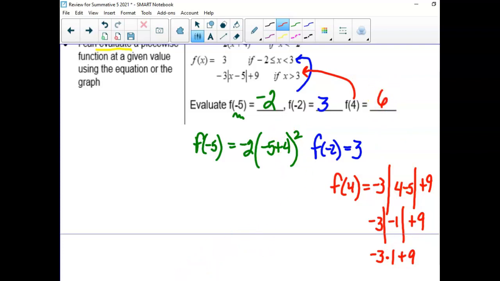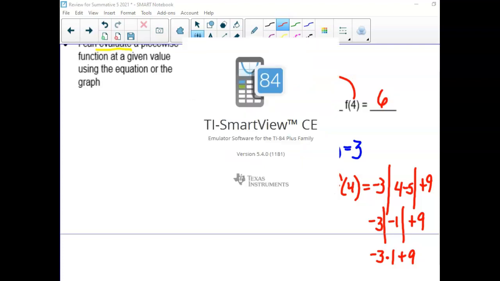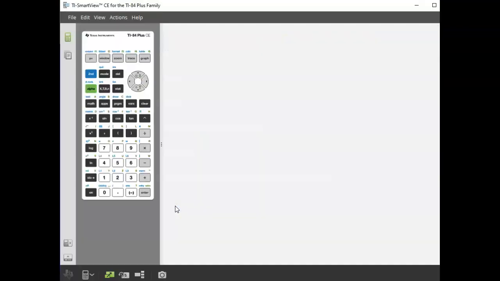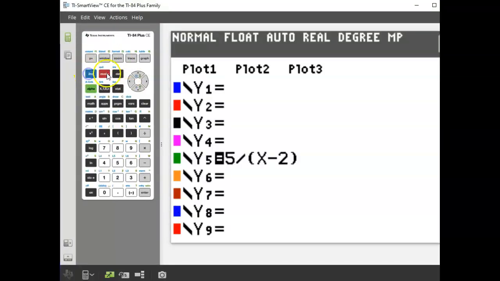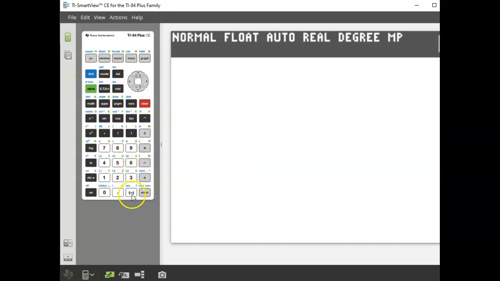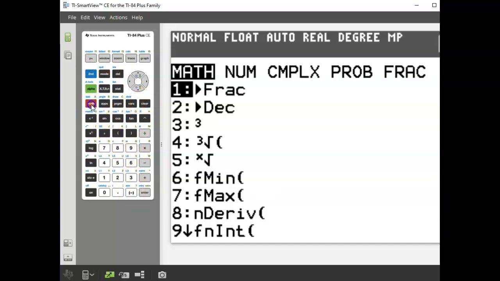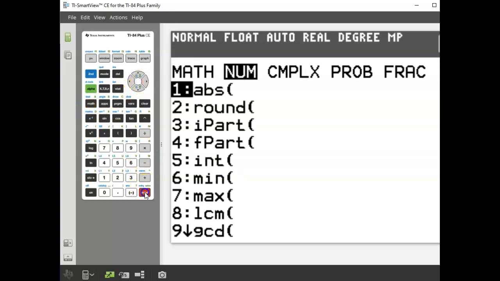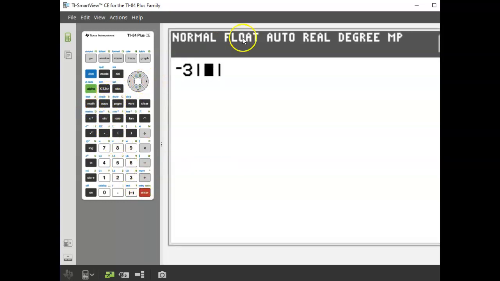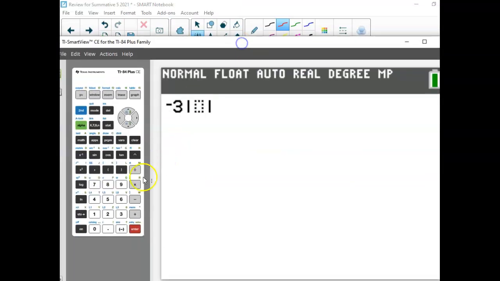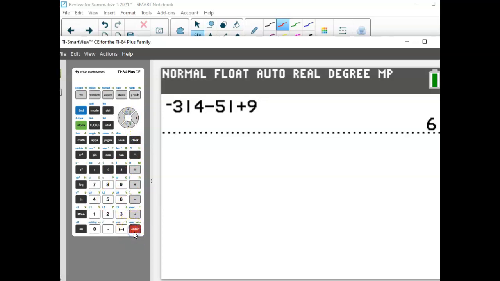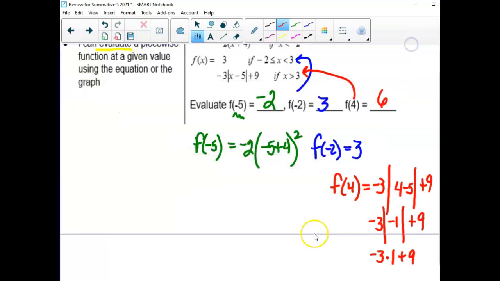Okay, on the calculator, do you remember where that button is? If I wanted to type that in, it was -3, math, arrow to the right, absolute value of, I don't remember then what was the rest, guys. 4 minus 5 plus 9. And we got 6, yes? Okay. So make sure you know where it is on the calculator.